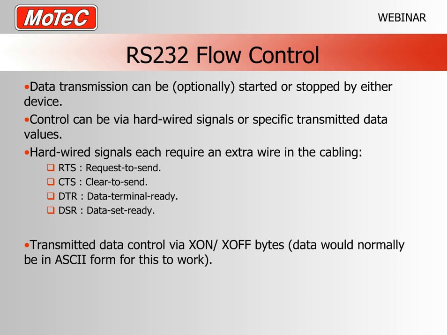Now again, because we have frequently had our data transmitted in an ASCII form, there is also an actual ASCII command, which is called X on X off, and that is a transmitted particular value which tells the other device to stop or start transmitting. Now that X on X off format will only work if you're using ASCII data.